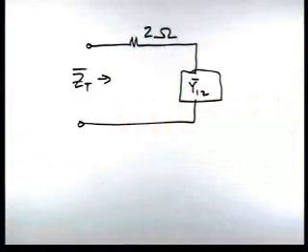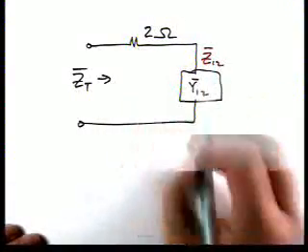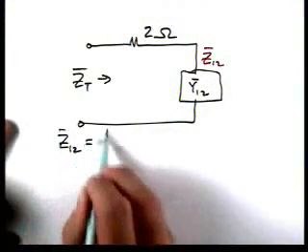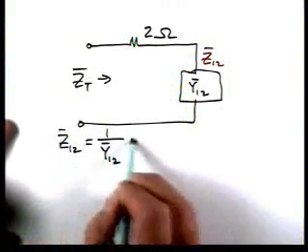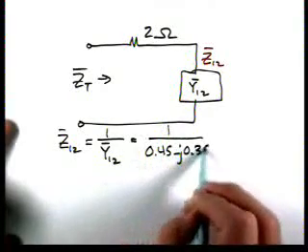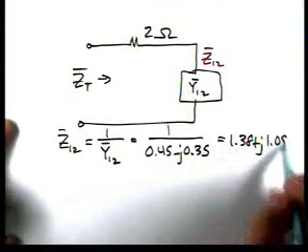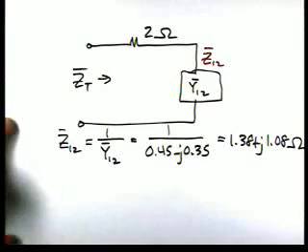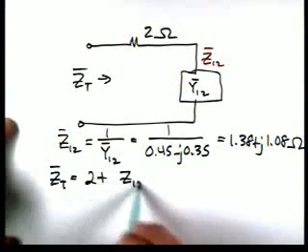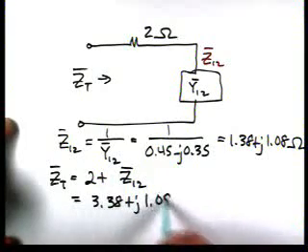Now let's calculate Z12, and then we'll have this impedance Z12 in series. So Z12 is 1 over Y12, which is 1 over 0.45 minus J0.35, which is 1.38 plus J1.08. And now Z sub t is 2 plus Z12, and that is 3.38 plus J1.08 ohms.